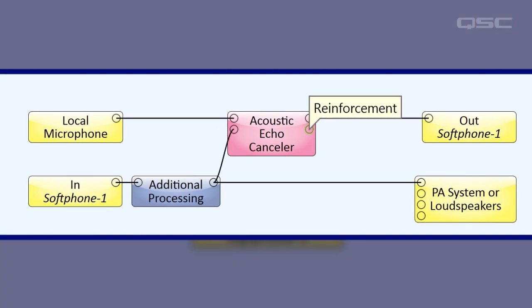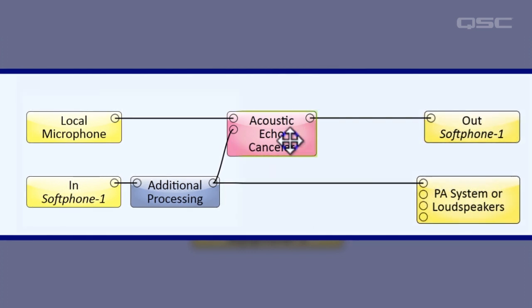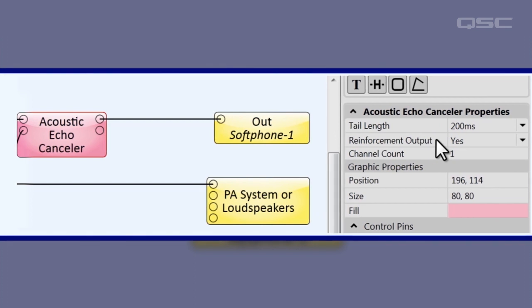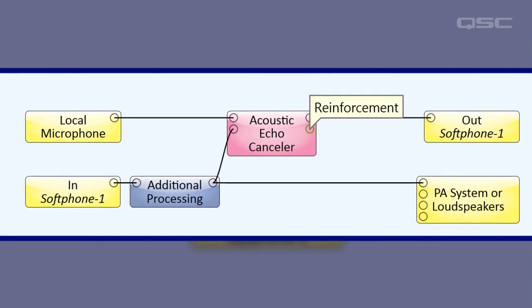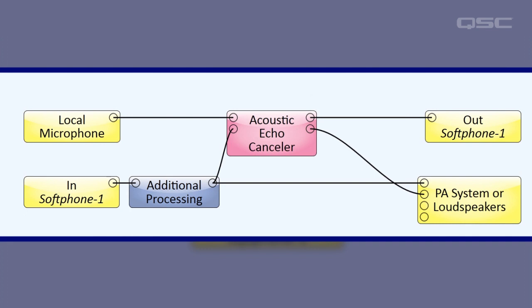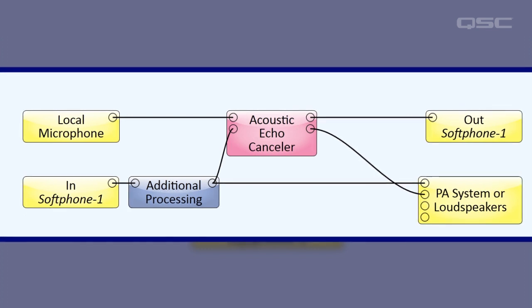A second output pin is available, labeled reinforcement. You can activate this pin in the AEC Properties panel by changing the Reinforcement output field to Yes. This pin is only used for large rooms, typically conference rooms or legislative facilities, where you would like the audio of the near end reinforced over your local PA system as well. This way, everyone in a very large room can hear both ends of the conversation.